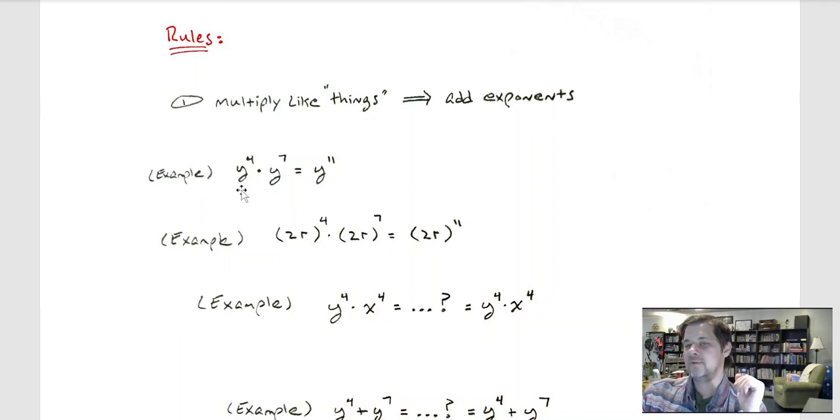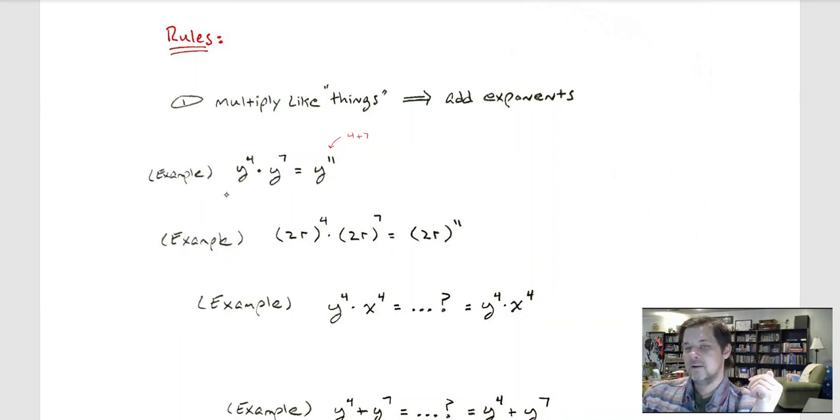So here, I've got some variable y. If I multiply y to the 4th times y to the 7th, the y's are like things. And yes, when you multiply like things, you add the exponents together, and I get that that's the same thing as y to the 11th power, because that's just what 4 plus 7 is. Now, you can take my word for that one if you want to, that's just a rule, and if you were to see something similar, you would apply the rule as such.